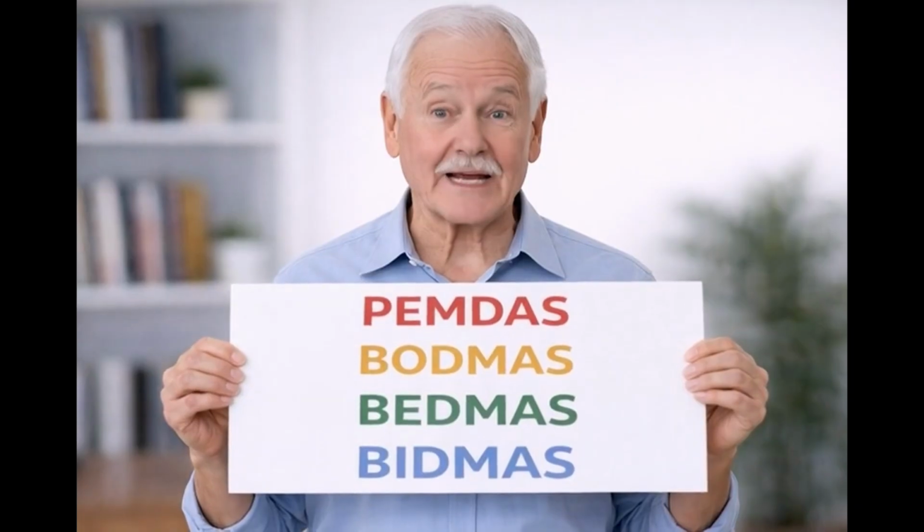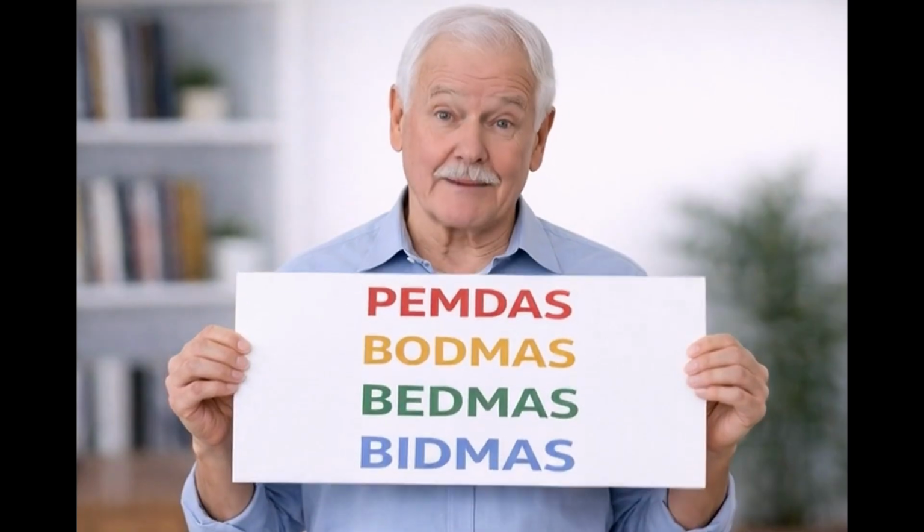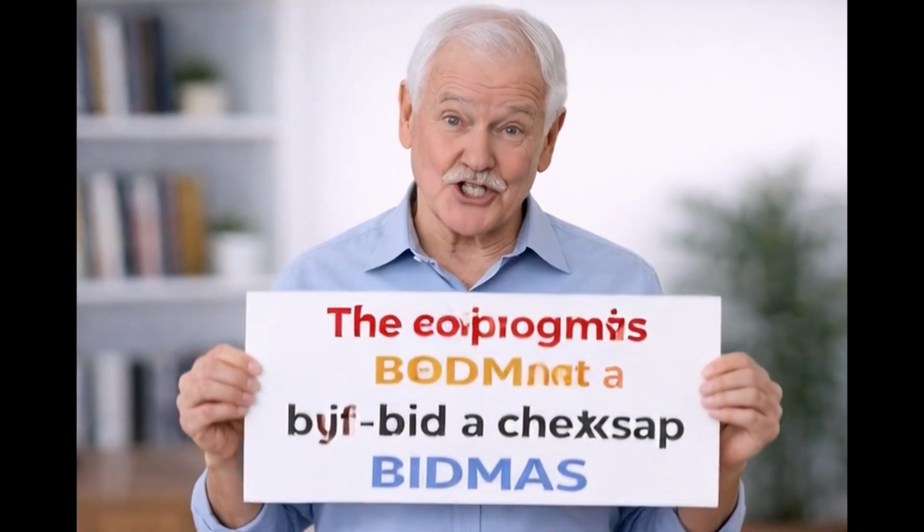Step 3 is multiplication and division. They have equal precedence. Solve them left to right. Division is equivalent to multiplication by a reciprocal. The acronyms are not a blind 6-step checklist.